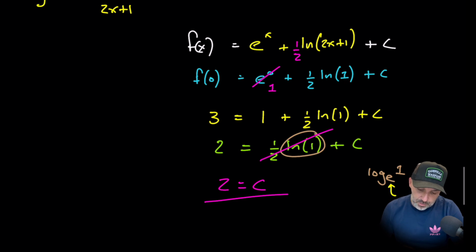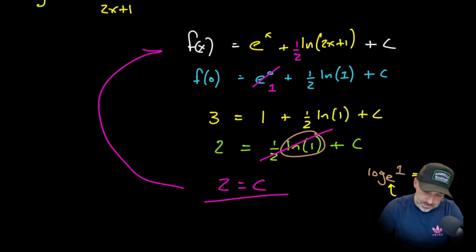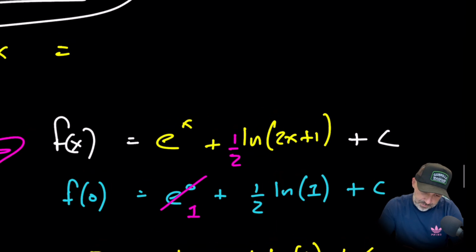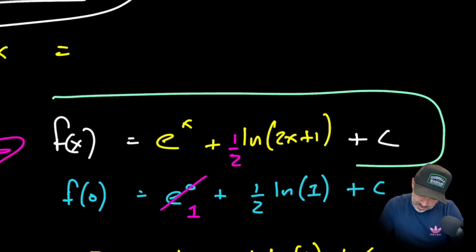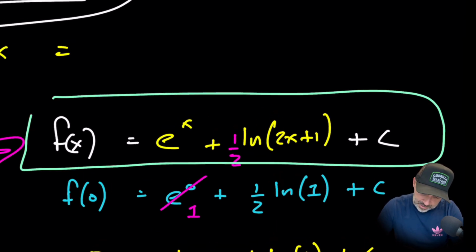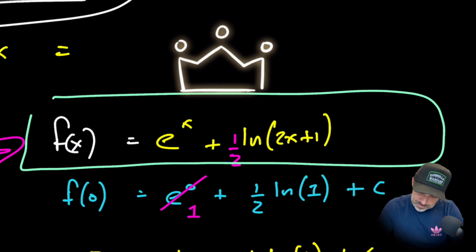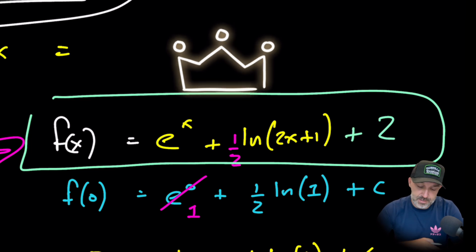So what I would do now is substitute that 2 back into my expression for f, and there would be my result. Just to save time, I'll draw a cloud around that, and let's get rid of that c and put plus 2. And there is my result.